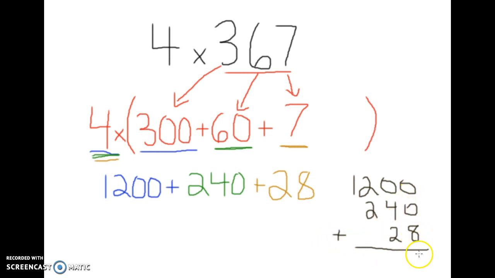So 0 plus 0 plus 8 is 8. 4 plus 2 plus 0 is 6. 2 plus 2 is 4. And 1 plus 0, we're just going to bring it down, is 1. So that means that our final number here is going to be 1,468. Our answer to 4 times 367 is 1,468.